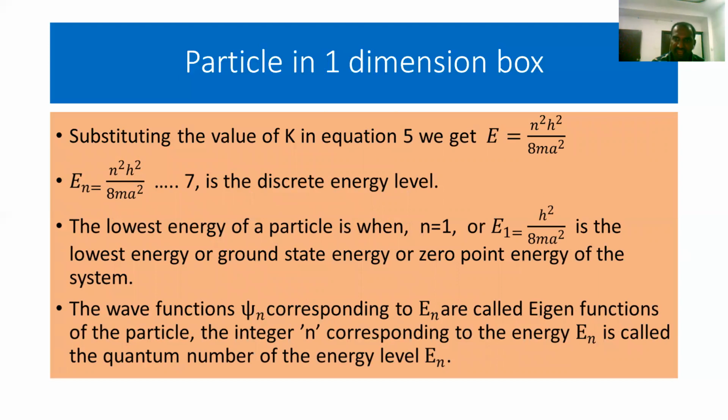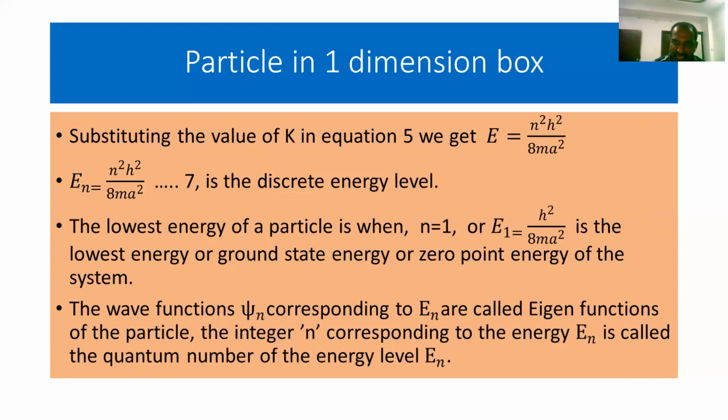Substituting the value of k in equation 5, we get E = n²h²/8ma². This is known as the expression for discrete values of energy levels in a bound state. Here E is the energy, n is the positive integer, starts from 1 onwards, h is the Planck's constant, m is the mass of the particle which is present inside the box, and a is the width of the potential box.